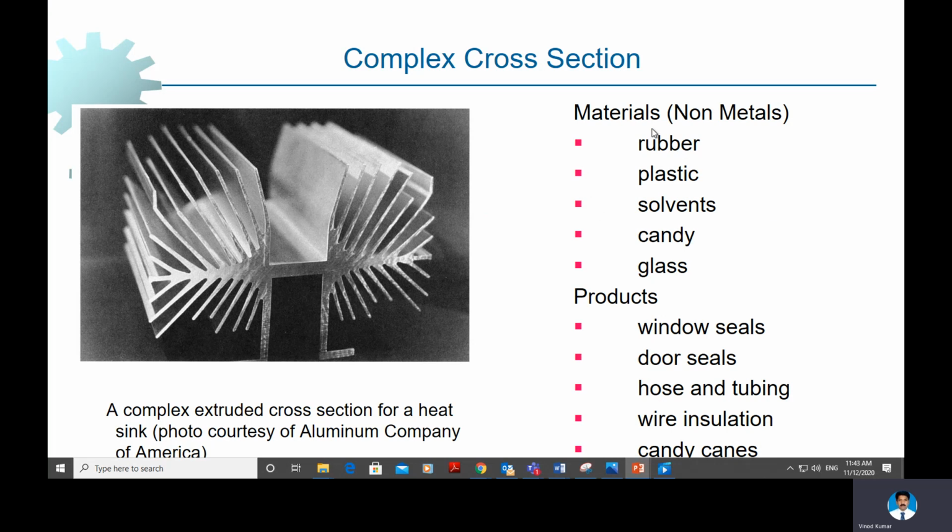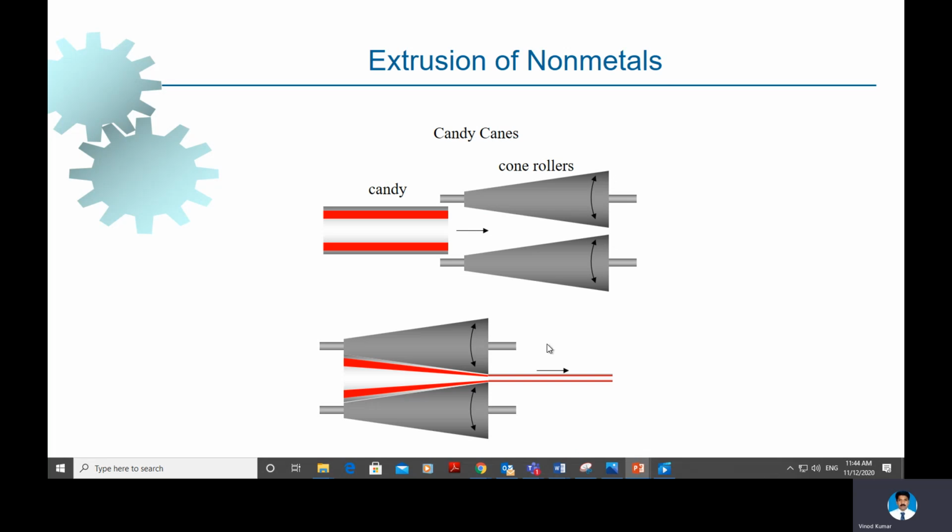What are the materials which can be extruded? What non-metals can be extruded? The non-metals are rubber, plastic, solvents, even candy, glass, etc. can be extruded. Products like these are the materials, non-metals I said, and then products: window seals, door seals, hose and tubings, wire insulations, candy canes. These are the products produced by extrusion process.